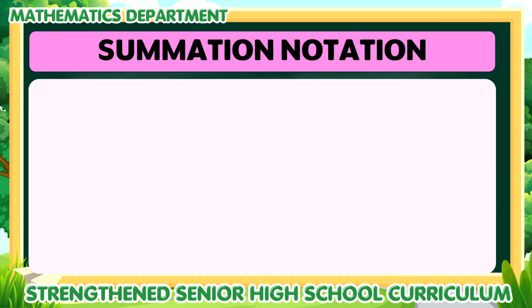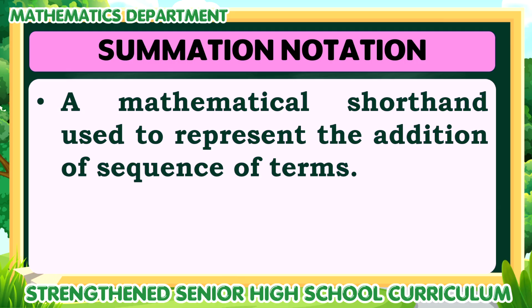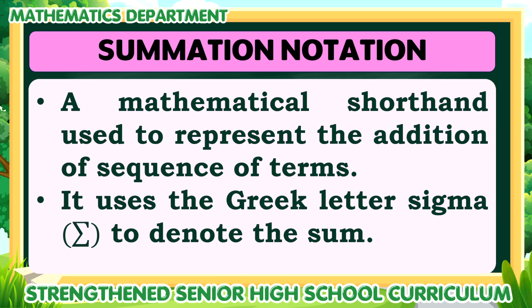Summation notation, also known as sigma notation, is a mathematical shorthand that is used to represent the addition of a sequence of terms. It uses the Greek letter sigma to represent the sum of a sequence. Instead of writing out every term, we use this symbol with limits to show where the sum starts and ends.